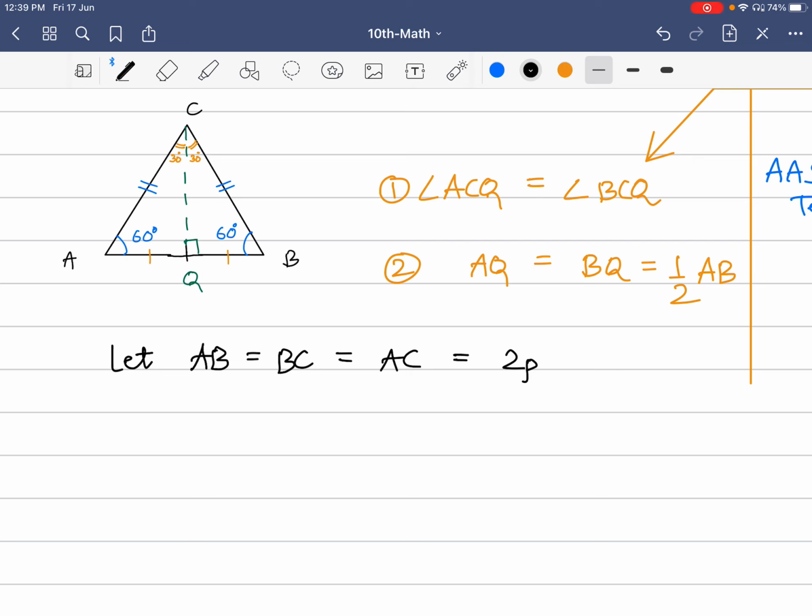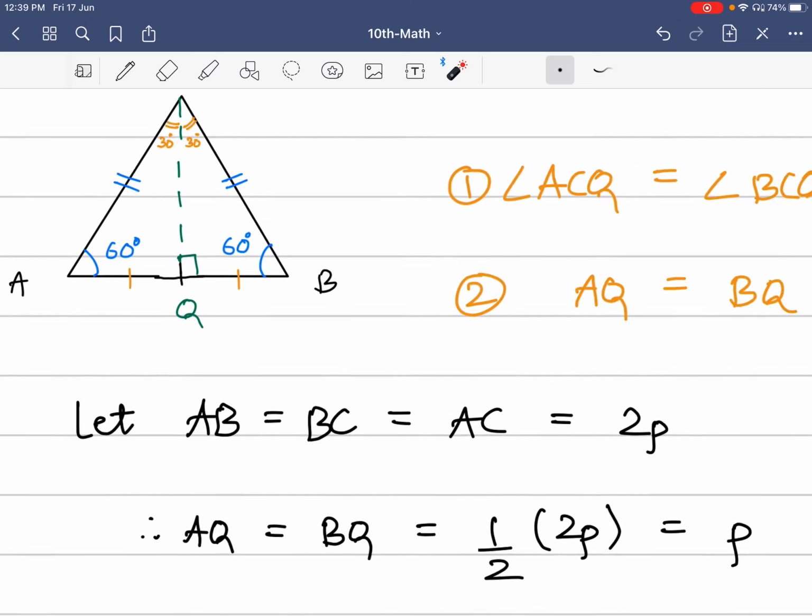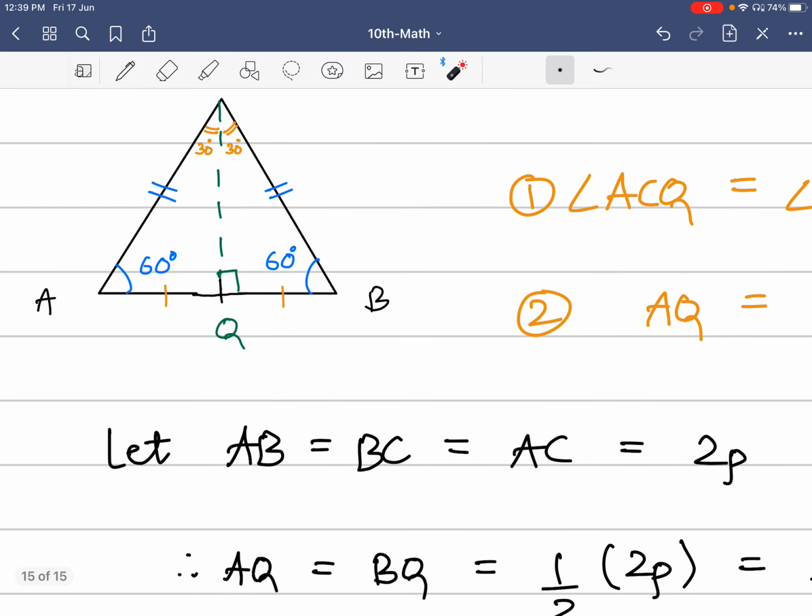Let the length be equal to 2p, and therefore I'm going to have AQ equal to BQ, which is going to be equal to half of AB. So it will be half of 2p, and that is going to be equal to p. Important point: since AQ is equal to half of AB, and I assigned AB as equal to 2p, now AQ and BQ have become of length p. So let's mark it here.